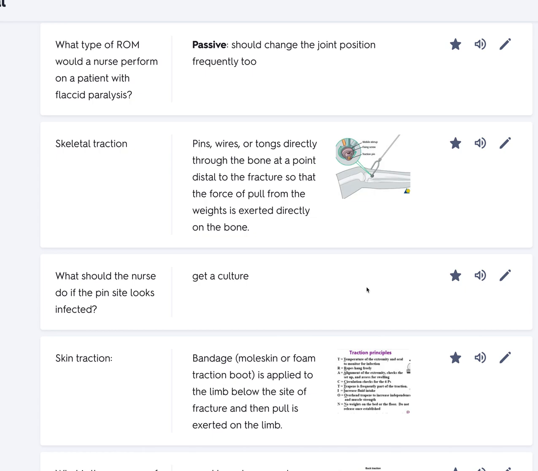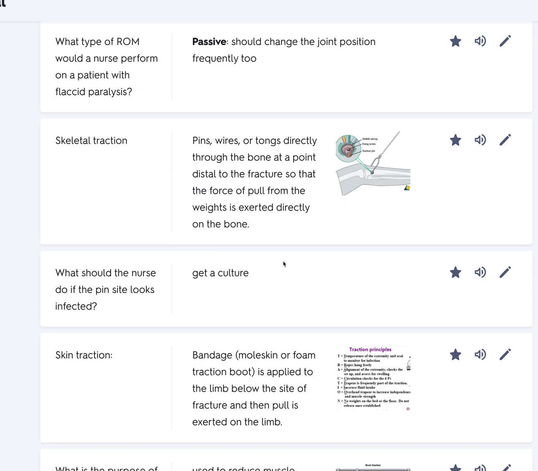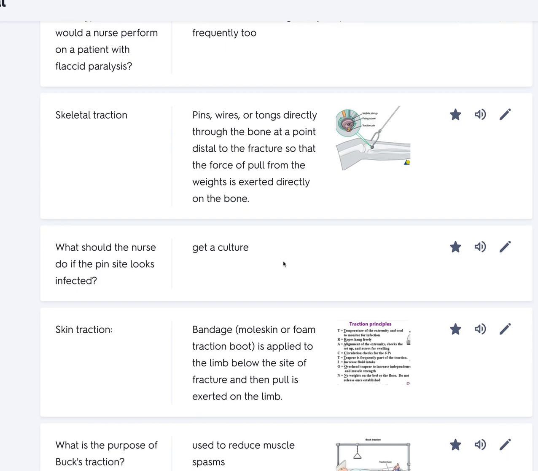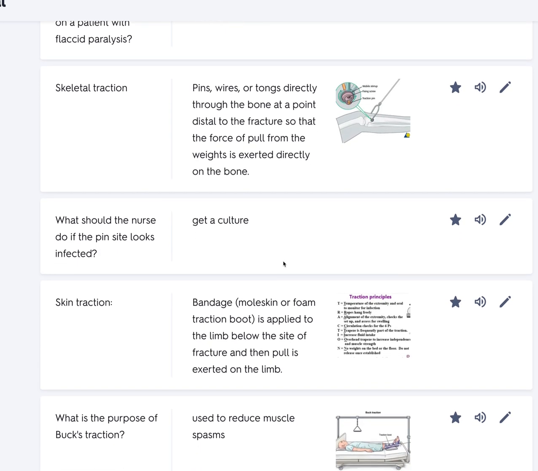What should the nurse do if the pin site looks infected? Get a culture. So there are pin sites on here, and you have to do pin care. Usually it's once a shift, and you use a Q-tip, and you only use one per pin, and you're going to look for signs of infection because that's what you're worried about. And you never use betadine, which is iodine solution, on pins.